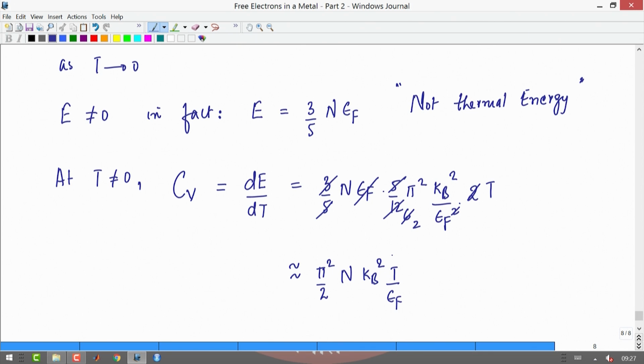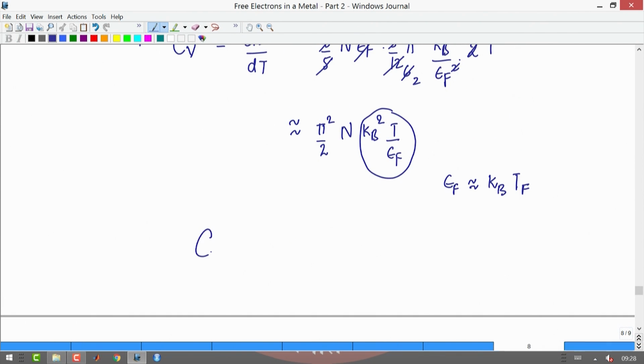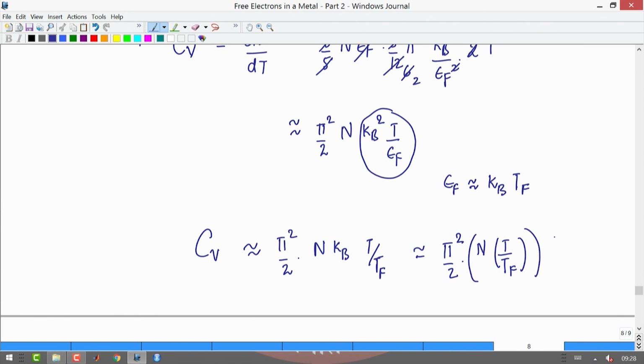Now, I can do something with this. I can say that my Fermi energy, in order to express in terms of a temperature scale, I am going to write down this as kBTF. So, my heat capacity due to thermal energy is now pi square by 2 into n times kB into T over TF, and I am going to rearrange this basically in some way. I am going to write it as pi square by 2 into n into T by TF, the entire thing times T.